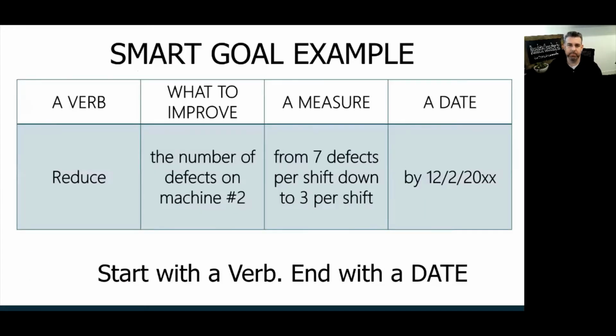Okay, here's an example of a SMART goal. So kind of my cheat sheet is I start with a verb. So do we want to reduce something as a team? Do we want to increase something, improve something? And then what specifically do we want to do in order to accomplish that verb?